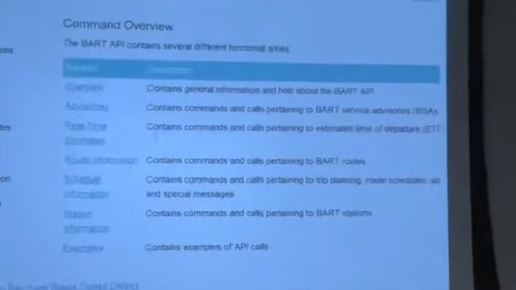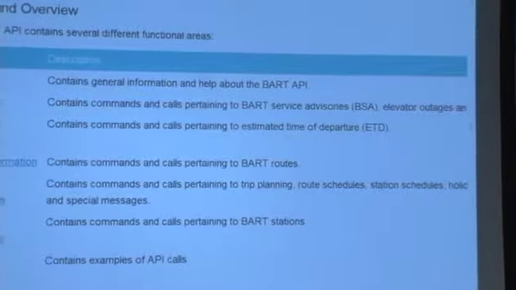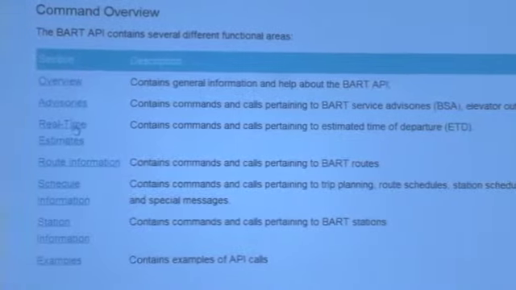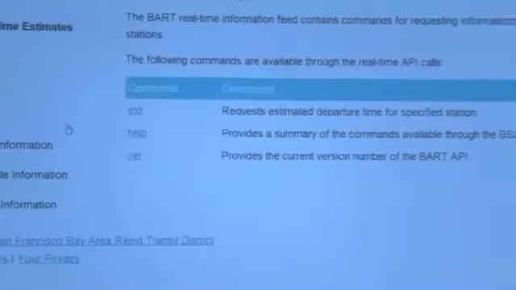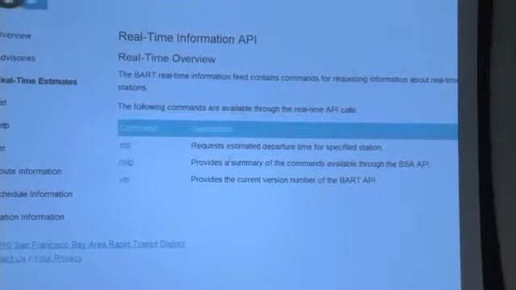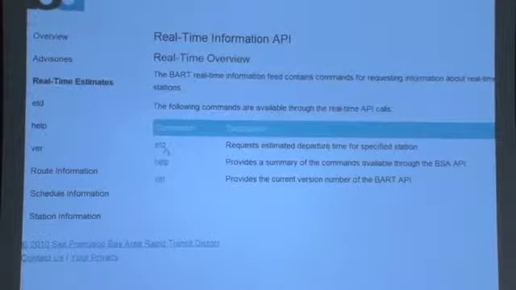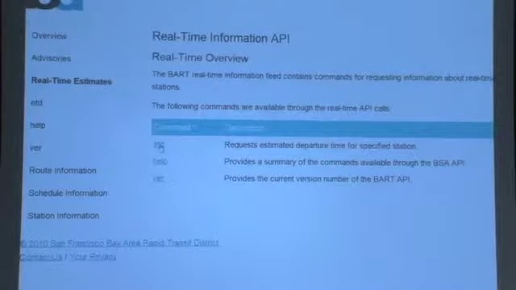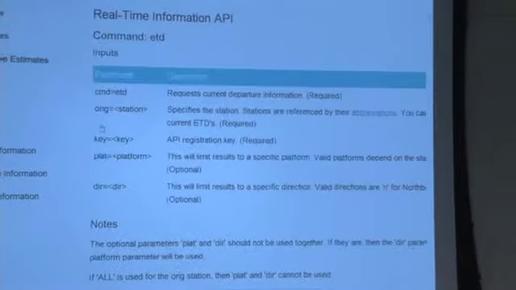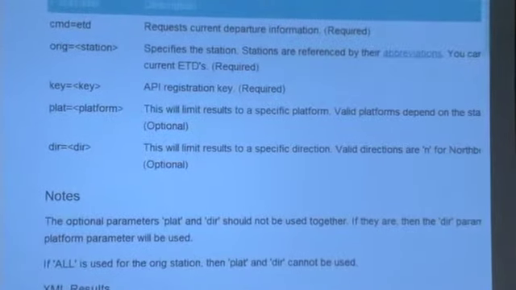So, the overview will give you an overview. What's relevant to you guys, I think, is the real-time estimates, because it shows the time for departure and arrival. And then the command: ETD requests an estimated time of departure, so that's useful. And so this is how you would do it. Does it show up here? It doesn't. Okay.